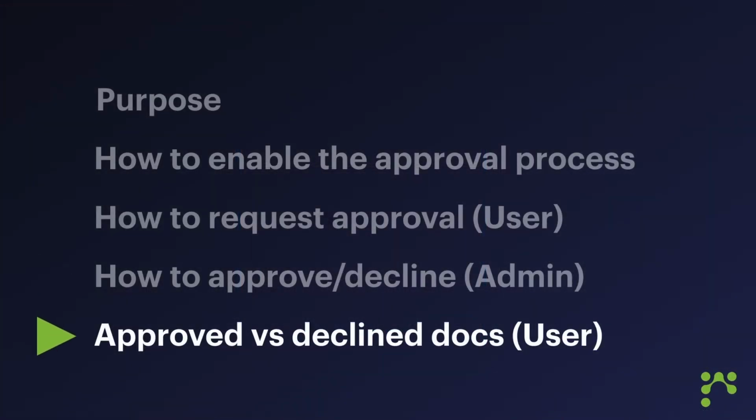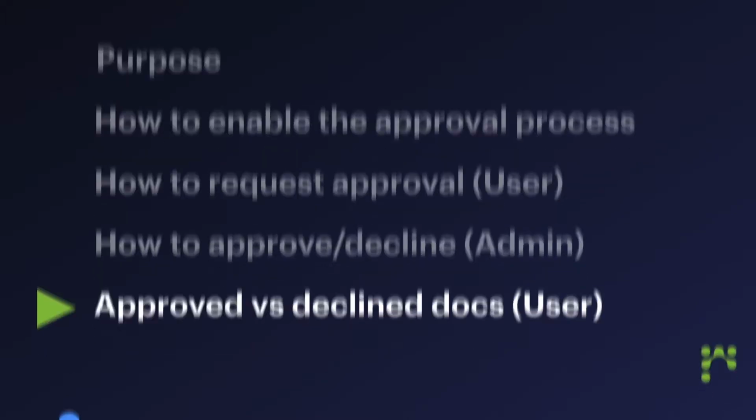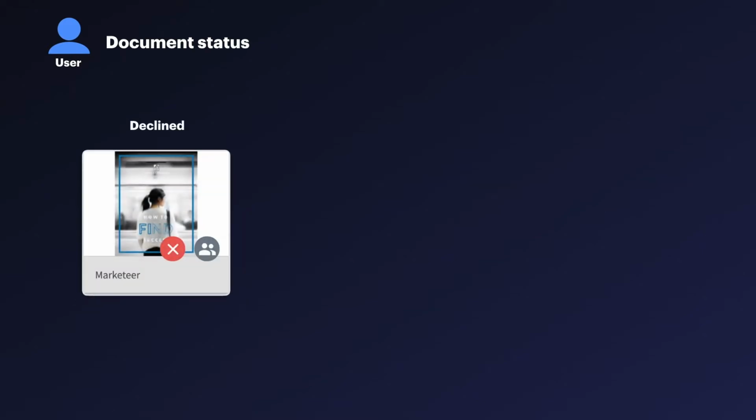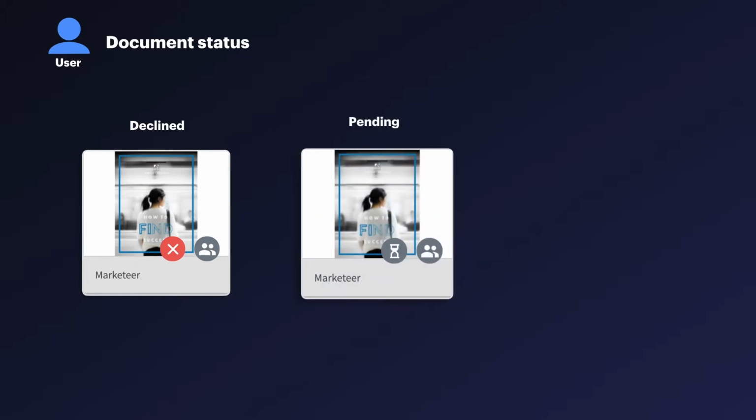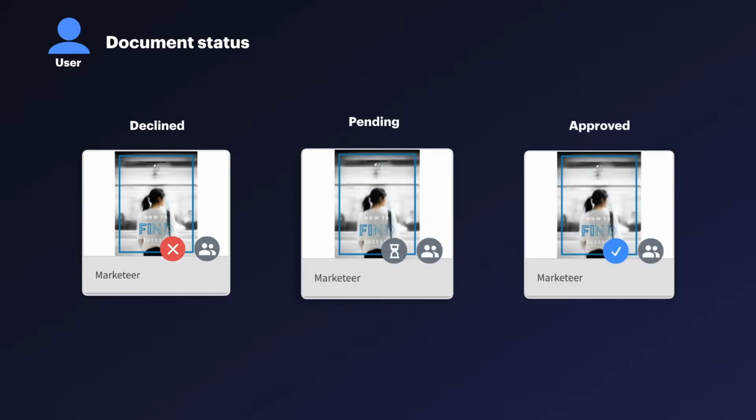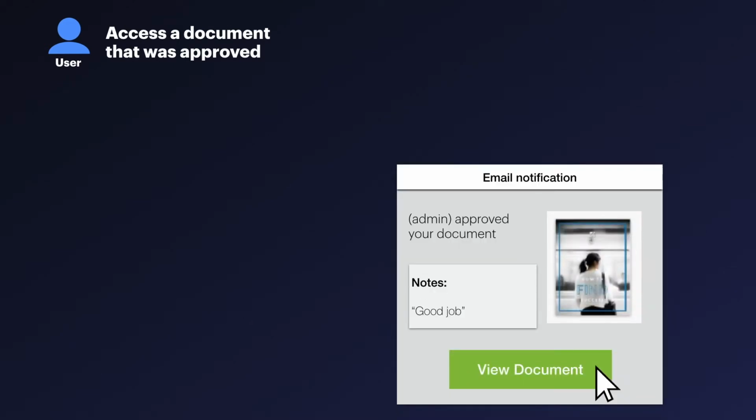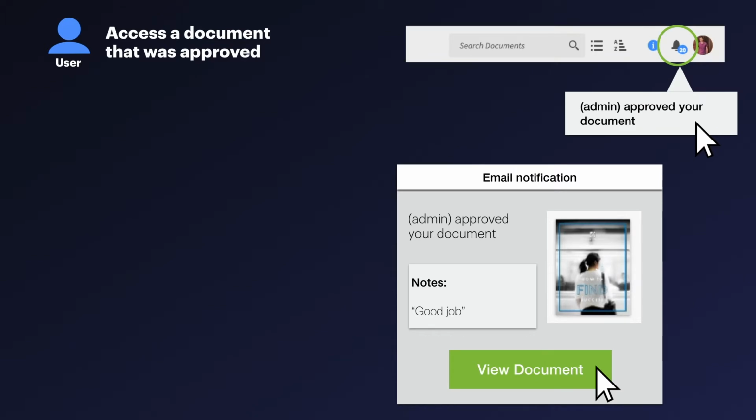Now that the admin has responded, let's review what a user will see. In the documents list, there will be a small icon on the document indicating the status of their approval. A red X for a declined approval, an hourglass for a pending approval, and a blue checkmark for an approved request. The user can access their document the same way using the email link, the Lucid Press notification, or simply opening their document.